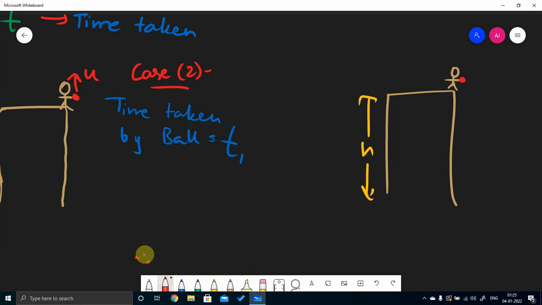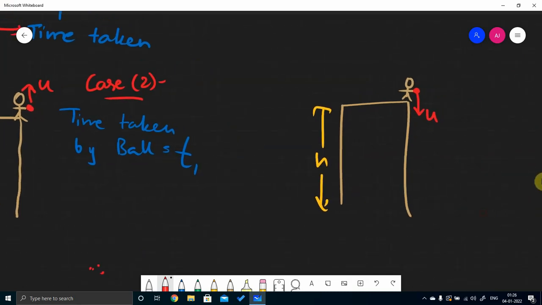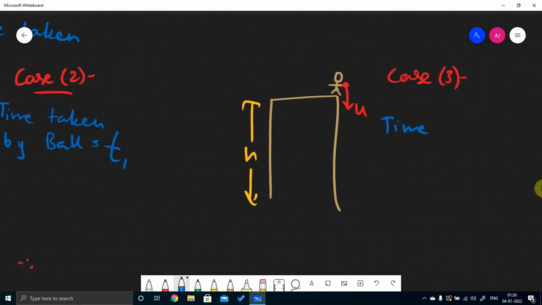Alright, so now what we do is we give this ball a velocity u downwards, and this becomes our case 3. And let's say the time taken here for the ball to reach the ground, let that be equal to t2.